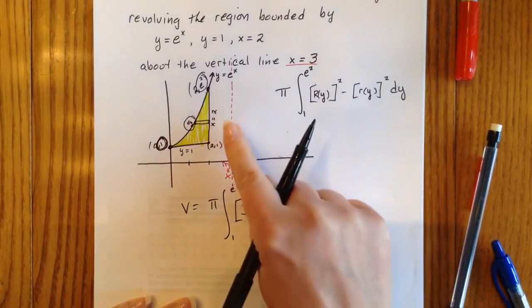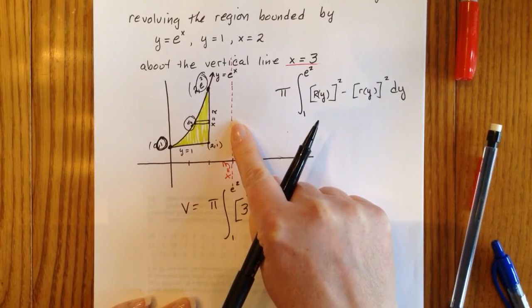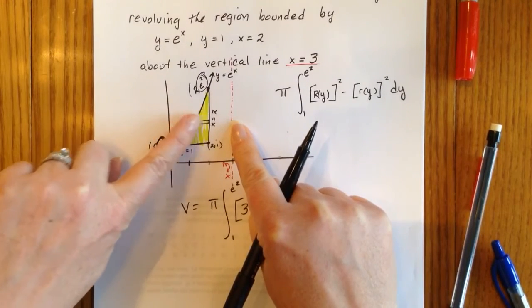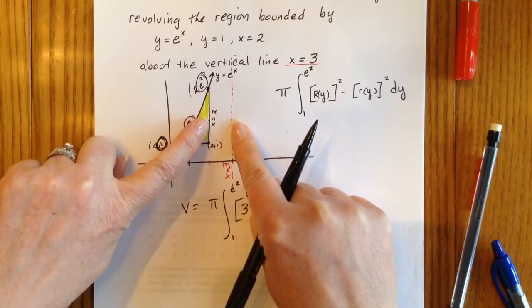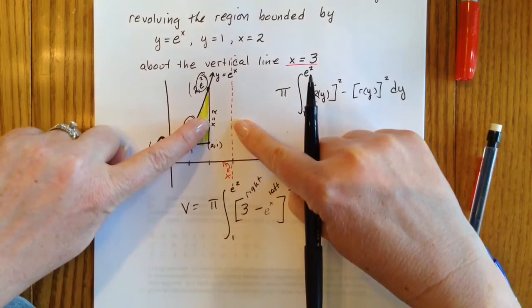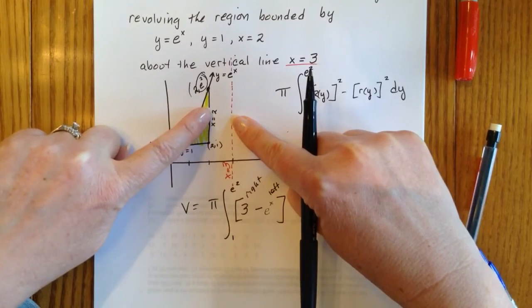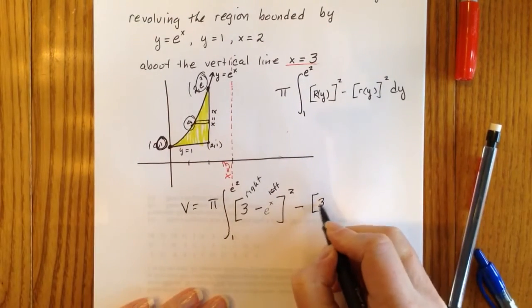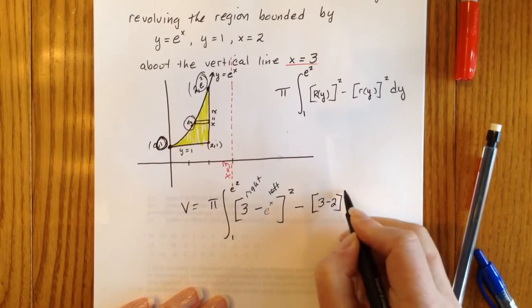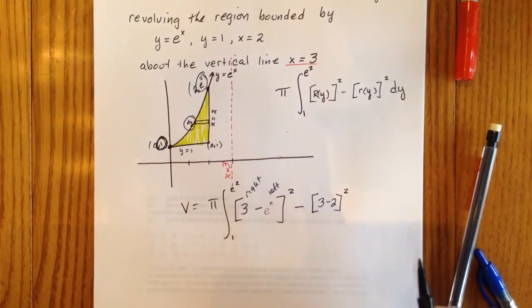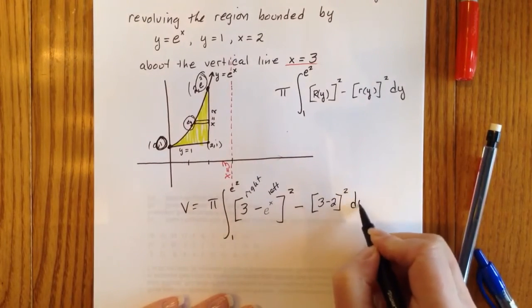Again, for the inner radius, put your finger on the axis of revolution, put your finger on the rectangle as close as you can get. We are going to do right minus left. The right is x equals 3, the left is x equals 2. This is 3 minus 2. Yes, I'm aware that equals 1, not the point. And this is with respect to y.